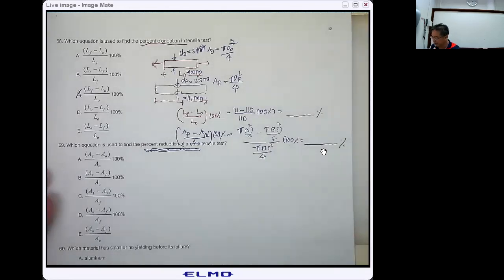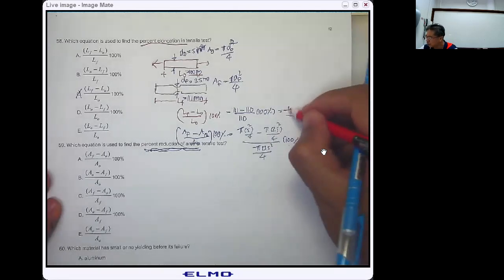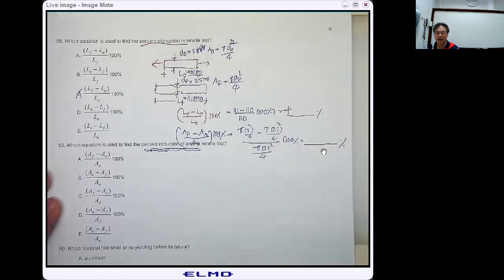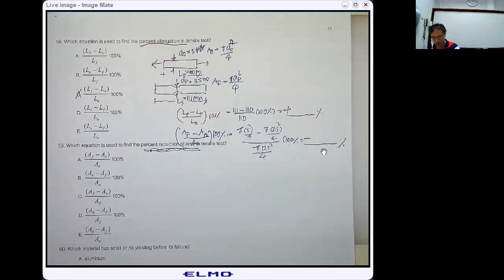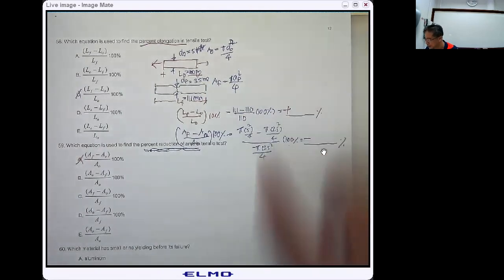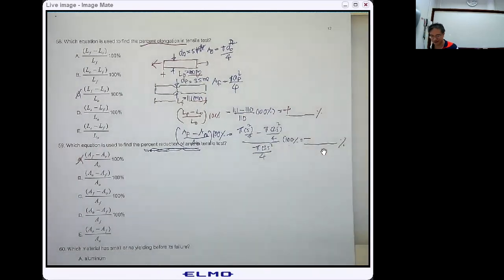And most of the time, I should say this is going to be a positive value and this is going to be a negative value. So this one you may have A sub F minus A sub O divided by A sub O, or you may need to do some computation if I give you the dimension of the specimen. Okay.